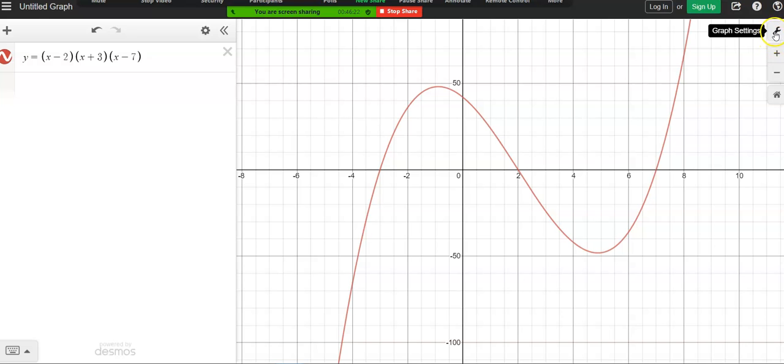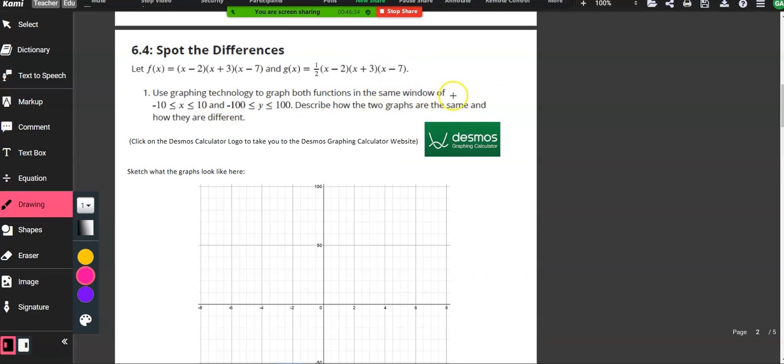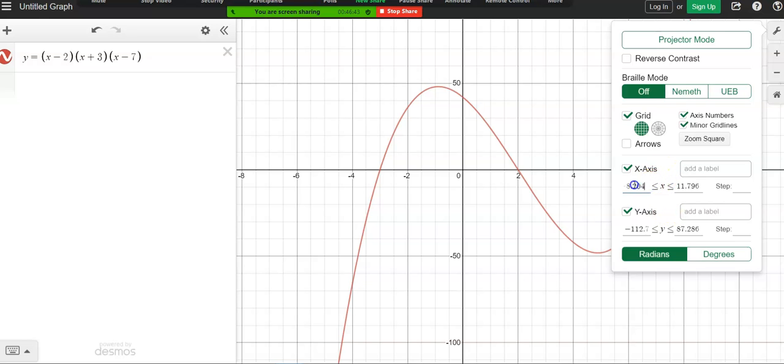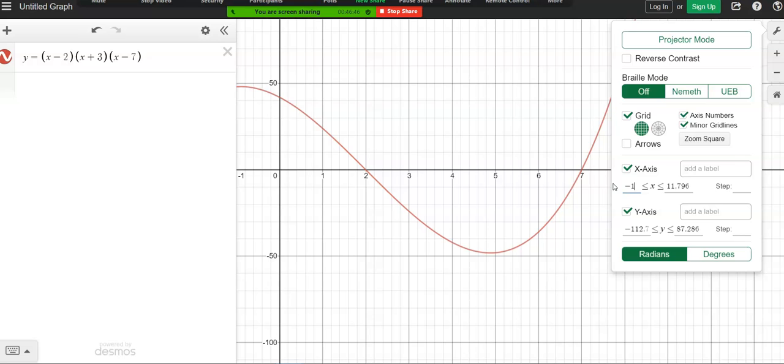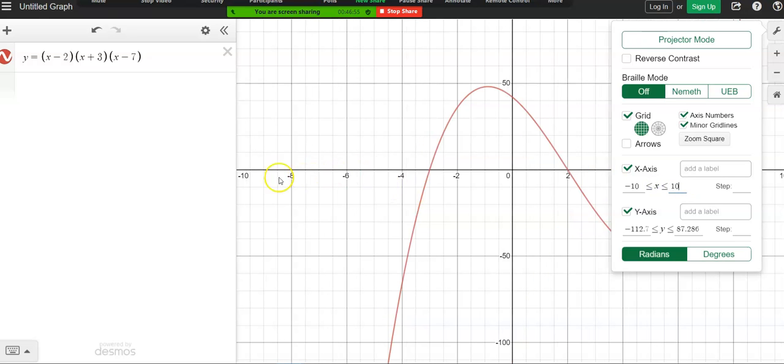There's a little settings or little wrench tool here. You click it, and the question says, change the window so that x goes from -10 to 10. So I'm going to go to my x coordinate here, and I'm going to modify this to go from -10 to +10. Okay, so notice that the minimum you see on the x axis is -10, and it goes all the way to +10.